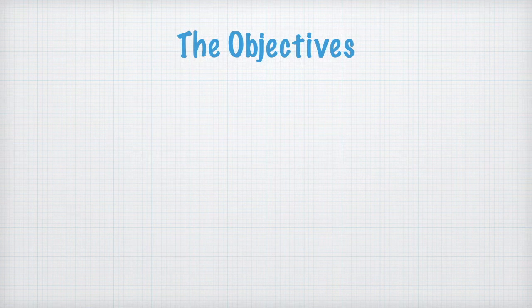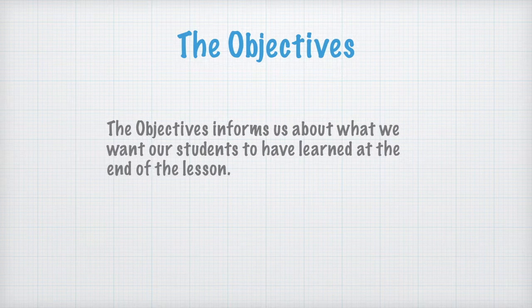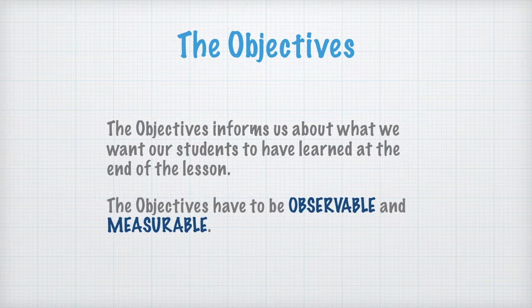Then let's continue with the objectives. When we are talking about objectives, then we are actually informing ourselves about what we want our students to have learned at the end of the lesson. We have to keep in mind that the objectives have to be observable and measurable.